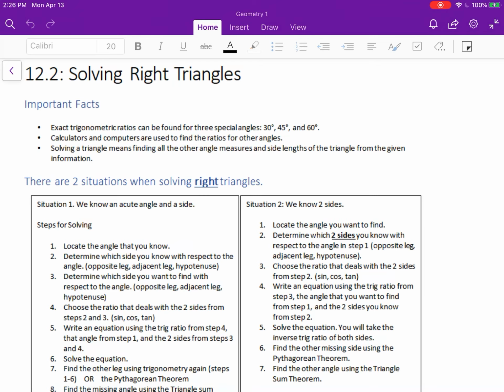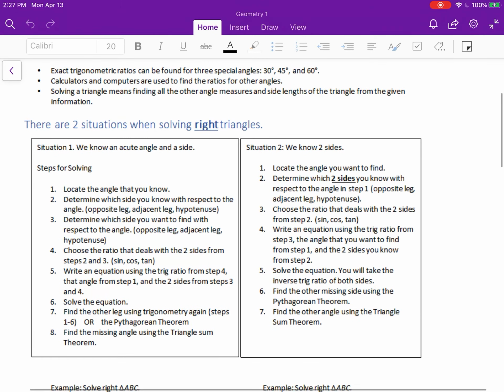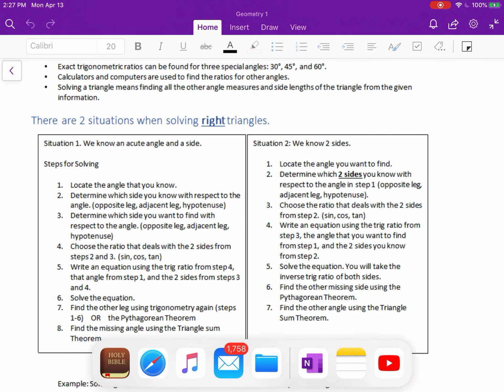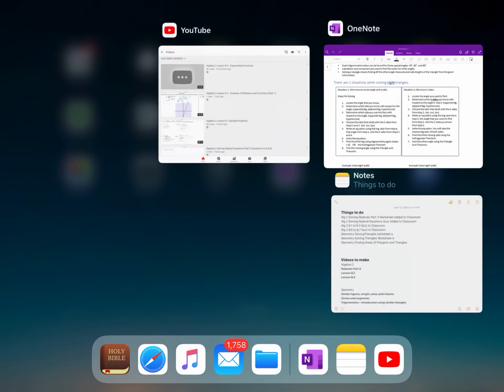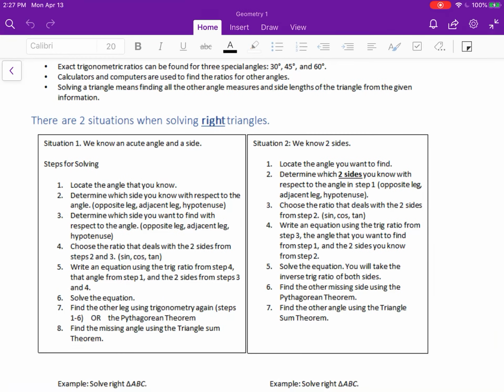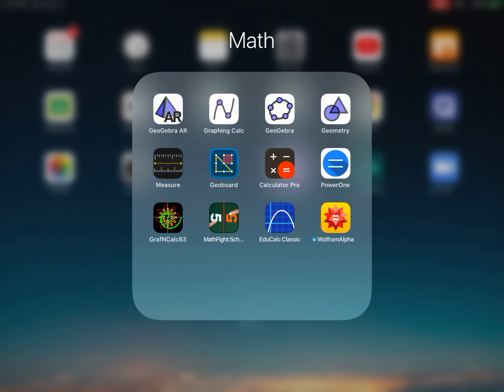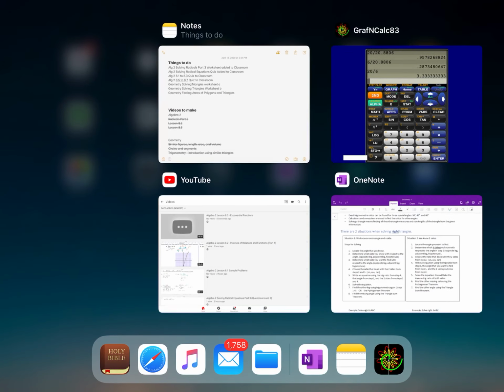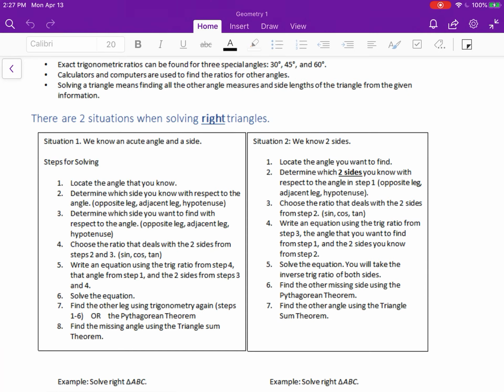So we're going to be given two situations when we deal with these triangles. And again, we're going to deal with situation one in this video, and then we'll do the other one. In this case, we know they're right triangles, so we're also going to know one of the angles and one of the sides. And we are going to use that information to solve the rest of the triangle. We will need a calculator for this. So let's get out a calculator.